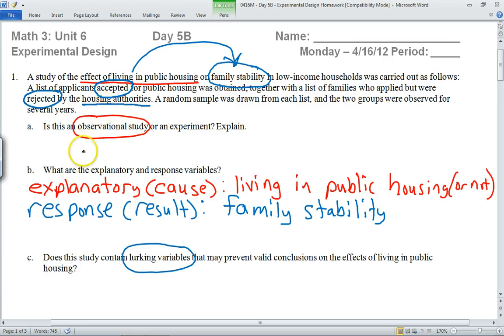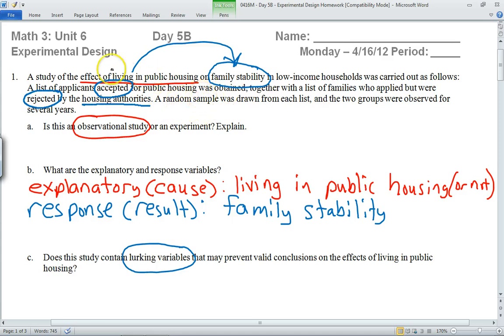Now, if you're a family that has those issues and you've already been rejected by the housing authorities, isn't it likely that your family is already less stable than the families that were accepted?